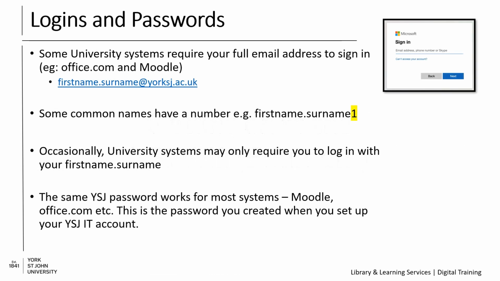Most systems at the university require you to log in. For a lot of systems it's a Microsoft 365 based login, where you're going to use your full email address and York St John password. Do note that the name part of your email address may have a number after it if you have a common first name and surname, or may be abbreviated if your name is long.